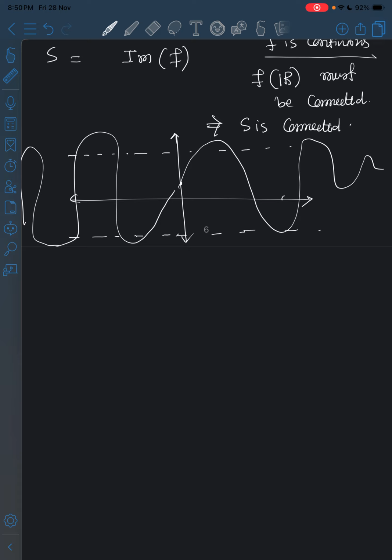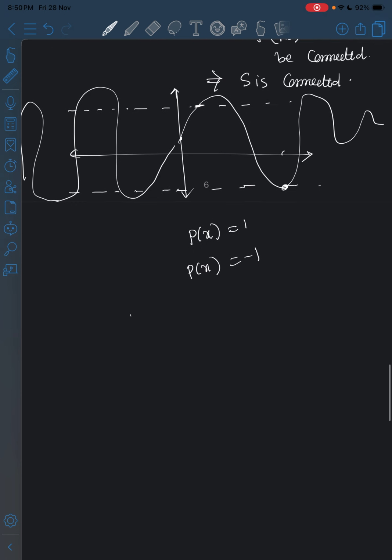Not possible, because see, if you take this point, what is this? This is p(x) equal to 1, right? Or if you take this point, this is what? This is p(x) equal to minus 1, right? Now if you have a polynomial p(x), then p(x) minus 1, or p(x) plus 1, that is also a polynomial, right?